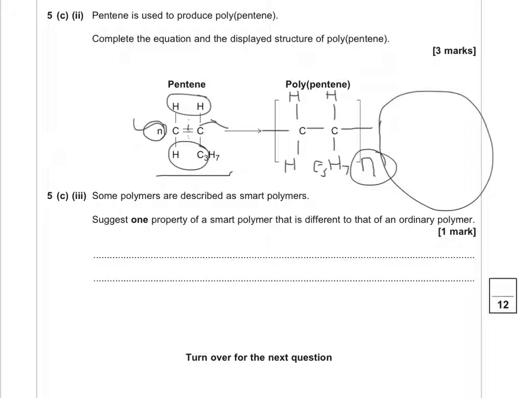The next bit of the question is about smart polymers. So some polymers are described as smart polymers. Suggest one property of a smart polymer that is different to that of an ordinary polymer. Now, a good one to go for with smart polymers is they've got a shape memory, which means that they can return to their original shape.